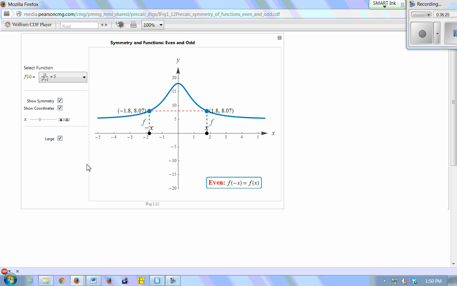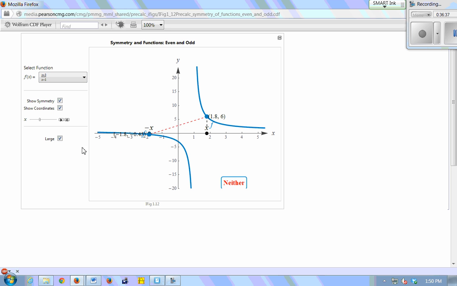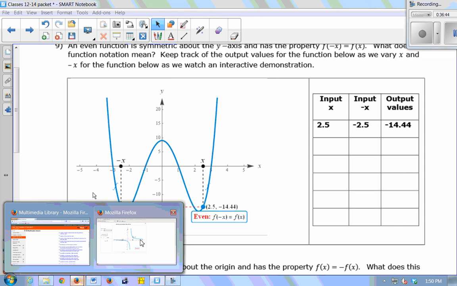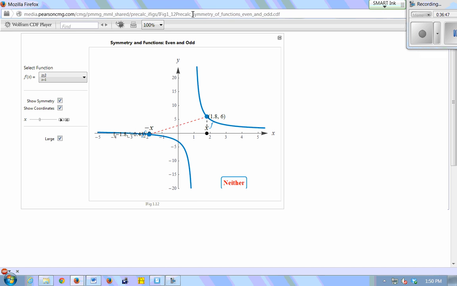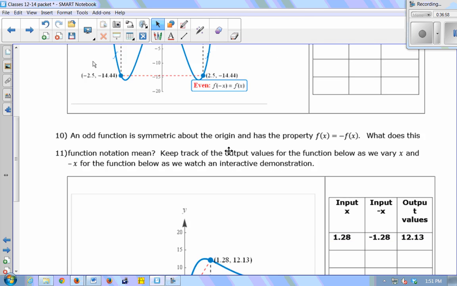How about this one? What is this? Even. Yep. Odd. Yeah. Neither. Yeah. So that's even. This one? Yeah, it does, because it has a kind of symmetry, but it's shifted over. Yeah, it's shifted over a little bit. So that finishes up even and odd.